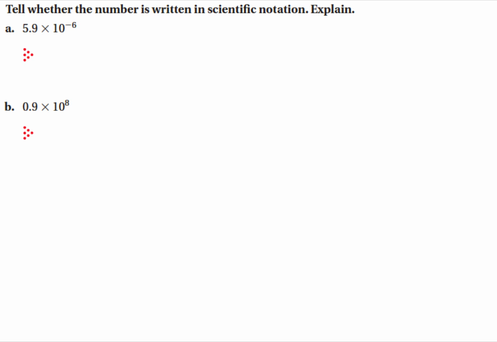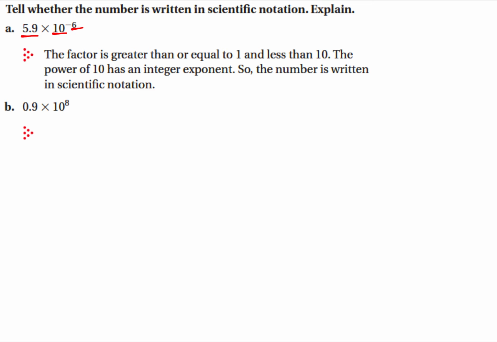Tell whether the number is written in scientific notation. Explain. Part A: 5.9 times 10 to the minus 6. Well, we check 3 things. That number is between 1 and 10. It's got 1 non-zero digit in front of the decimal. This is a 10, and that is an integer. So this is in scientific notation: the factor is greater than or equal to 1 and less than 10, and the power of 10 is an integer exponent. So the number is written in scientific notation.